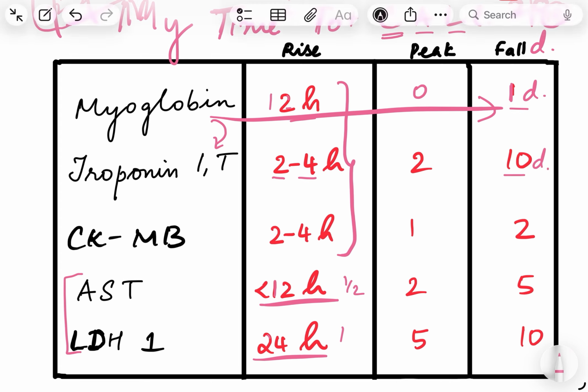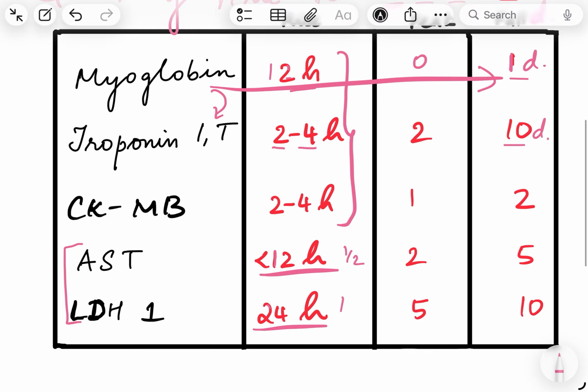Next, it was 1, 20, then 12, 25, 50, right? So 12 is going to peak by 1 day and fall by 2 days. Next was 25, so it's going to peak by 2 days and fall by 5 days. For LDH1, it's going to peak by 5 days and fall by 10 days, the highest.